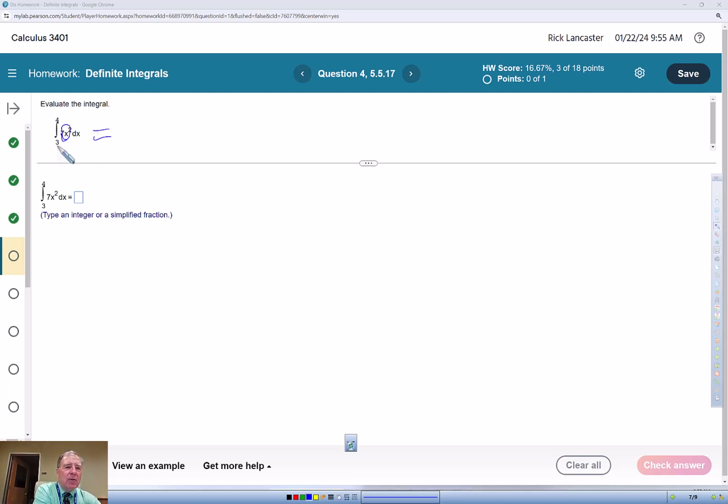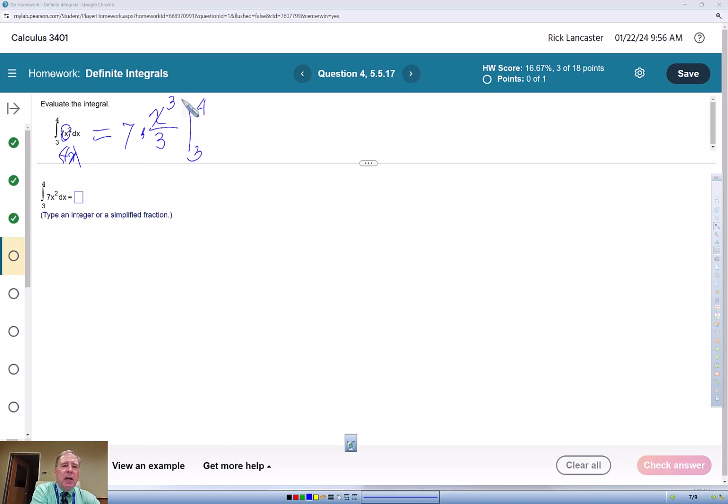In here, this is little f of x, and the thing between the integral sign and the dx, that's called the integrand. So we're going to do 7 times x squared raised the exponent by 1 is x to the third power, and then we divide by the new exponent, which is 3. Then we put in from 3 to 4 on a little vertical line here.